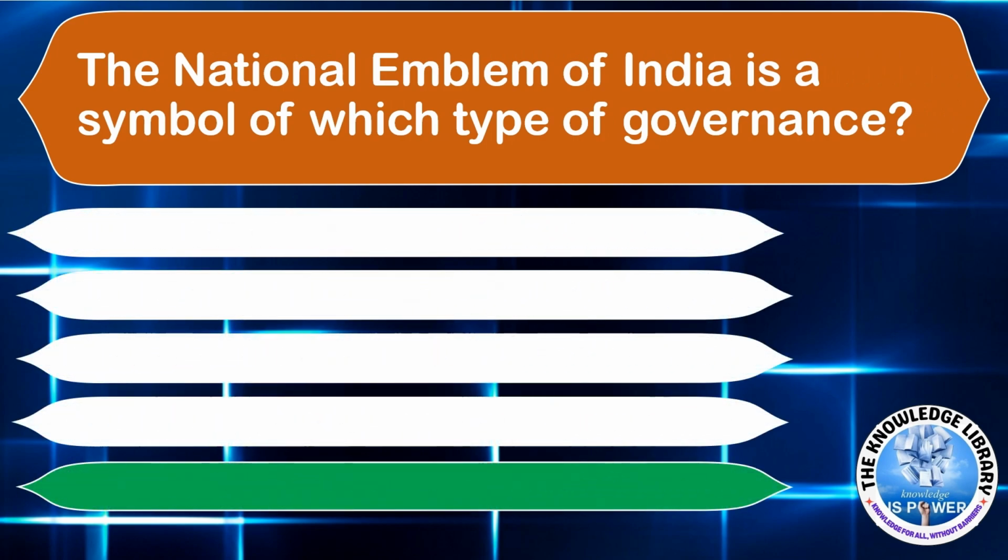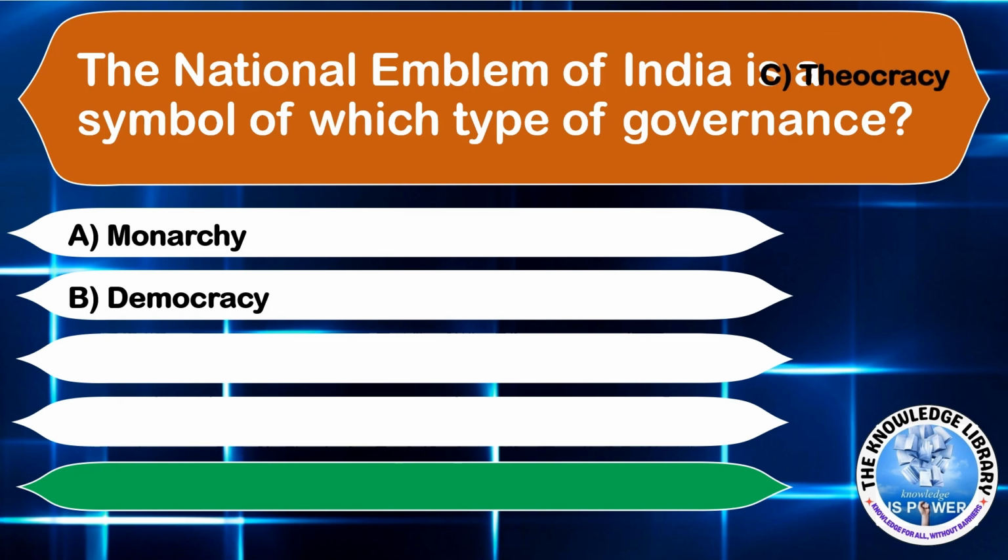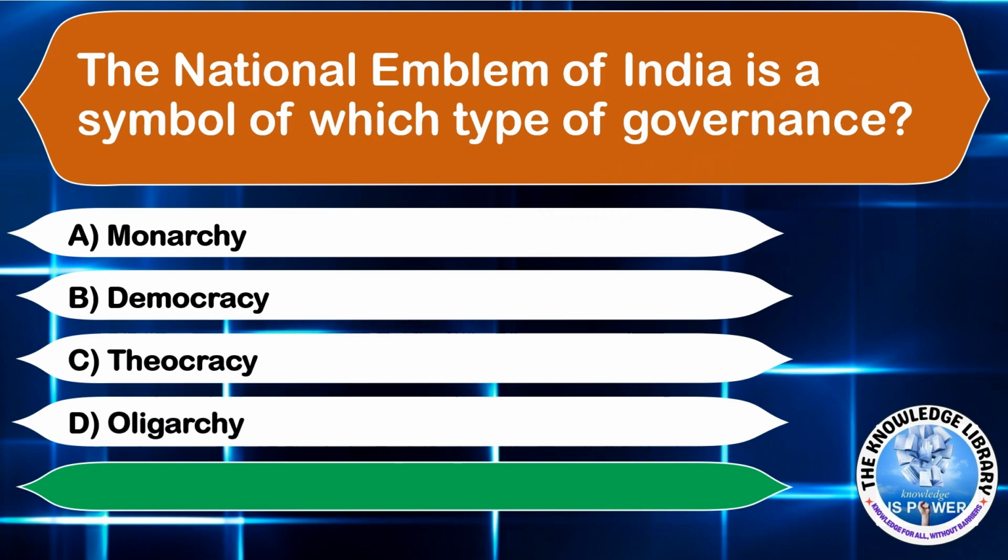The national emblem of India is a symbol of which type of governance? Option A monarchy. Option B democracy. Option C theocracy. Option D oligarchy. The correct answer is option B democracy. Move to the next question.